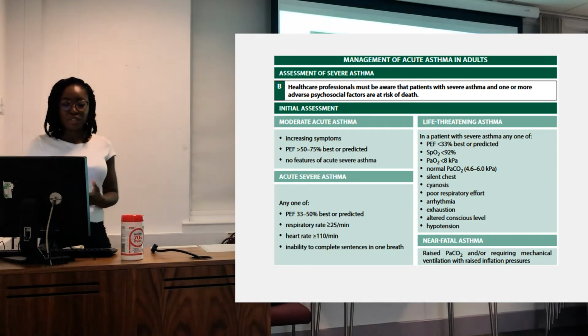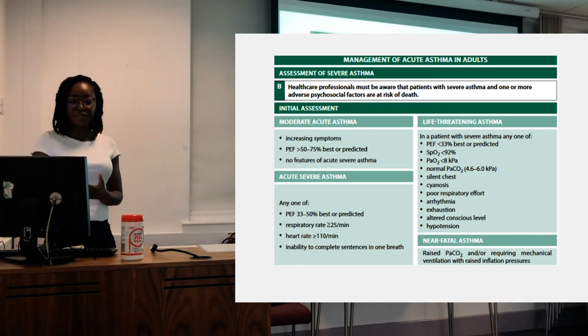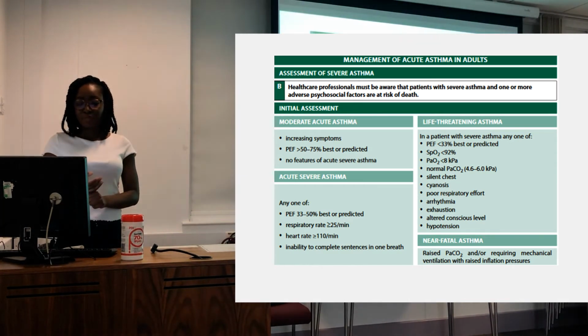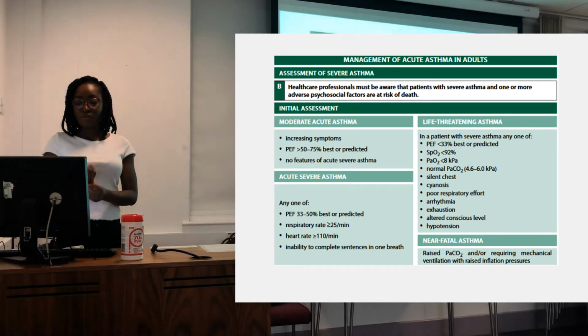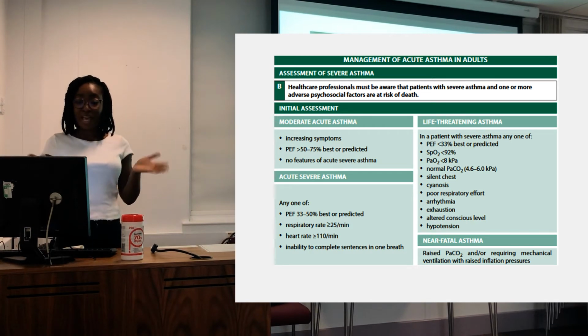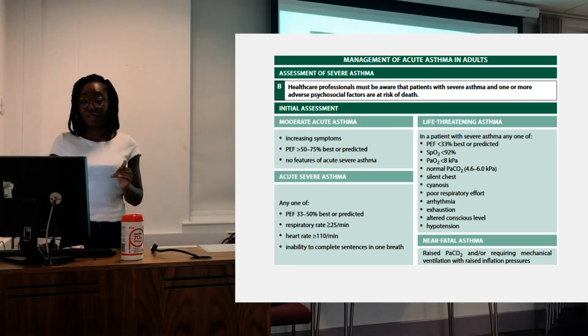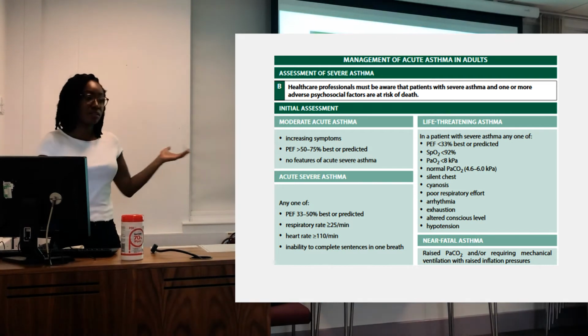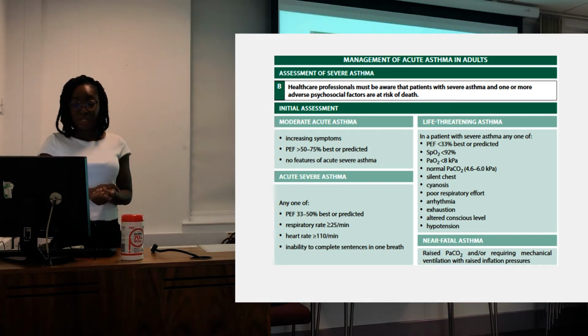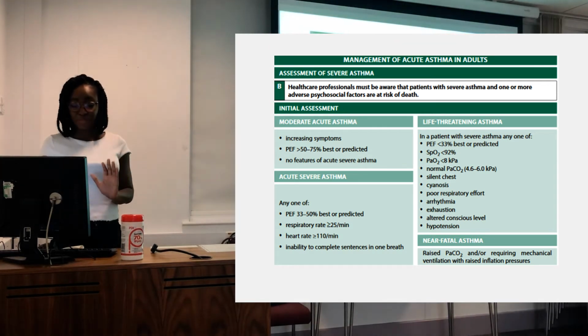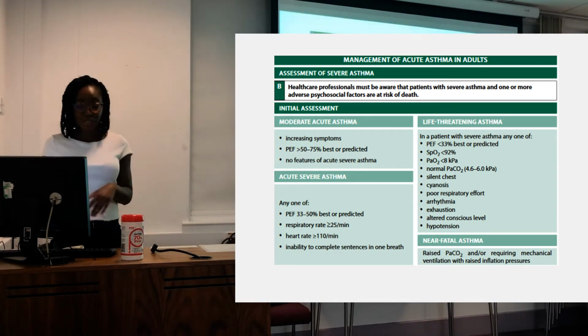So a moderate acute asthma attack, he doesn't really fit that. For that you have increasing symptoms, and your peak flow is greater than 50 to 75% of your best or predicted, and you have no features of acute severe asthma. However, he does have features of acute severe asthma. His peak flow is 33 to 50%. His respiratory rate is greater than 25.